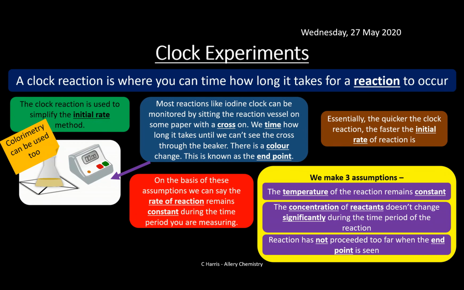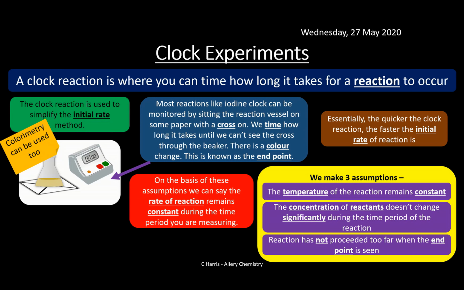On the basis of these assumptions, what we can say is that the rate of reaction remains constant throughout the time period we are measuring. So we measure the time period. For example, we might alter the concentrations of various substances and measure the rate of reaction for each of these, and we can assume that the initial rate is equal to the rate that we calculate by doing the full experiment.